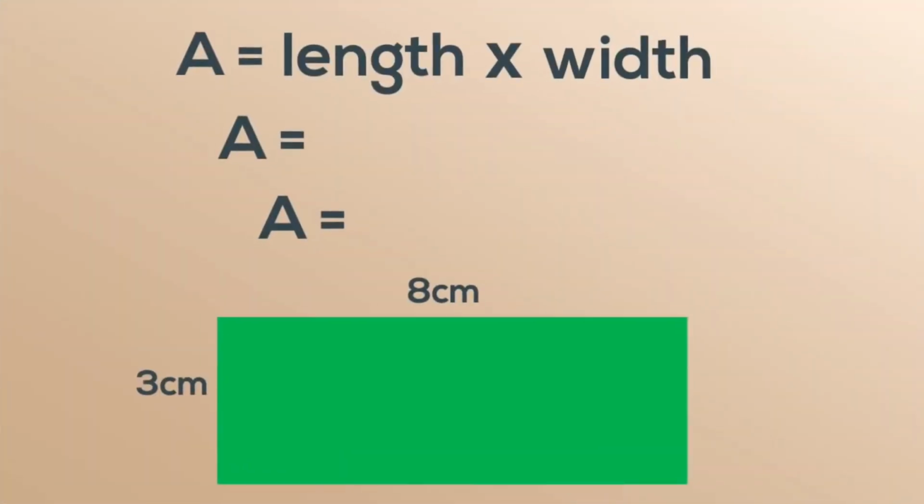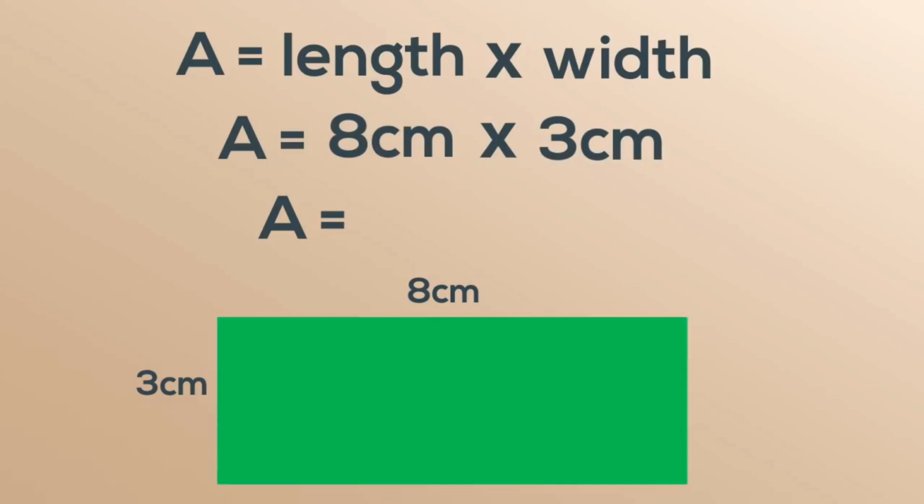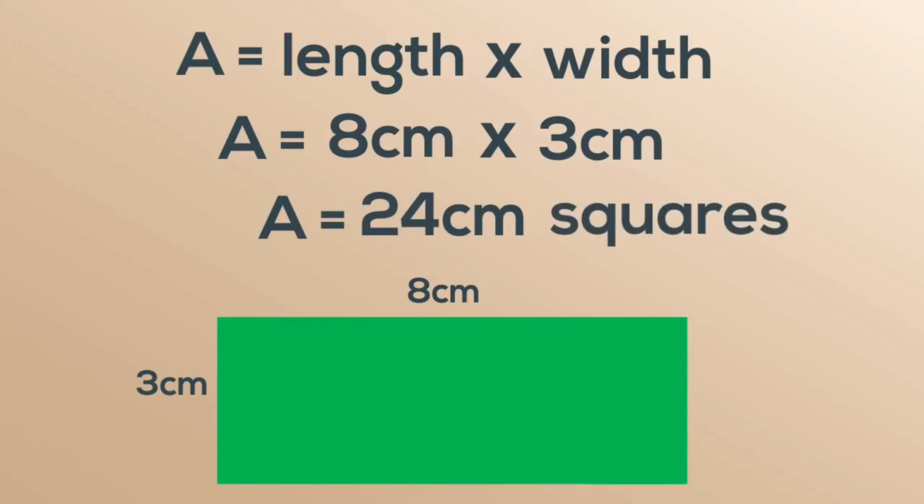Let's see if we can use this rule with another rectangle. Area equals length, which is 8 centimetres, times width, which is 3 centimetres. 8 times 3 is 24. This rectangle has an area of 24 centimetre squares. Instead of writing squares, we can use this symbol to show we are measuring area.